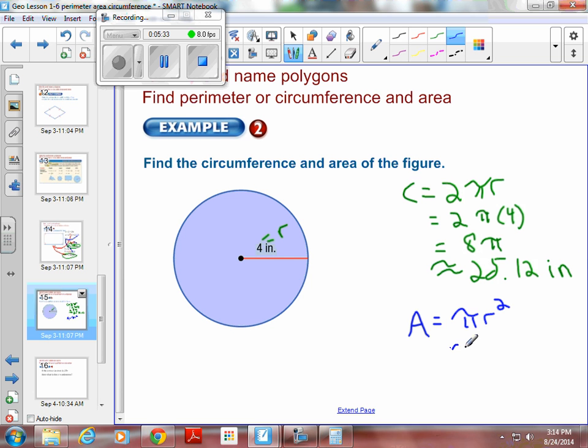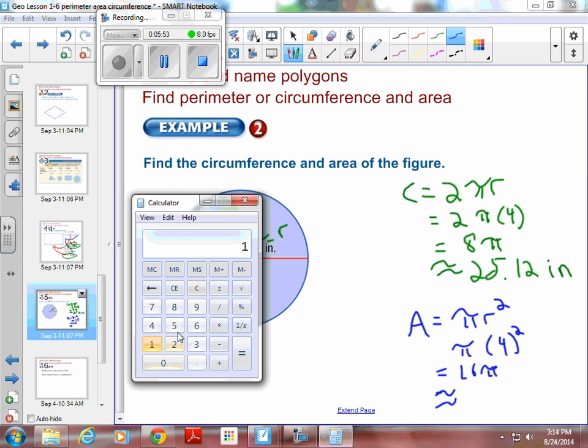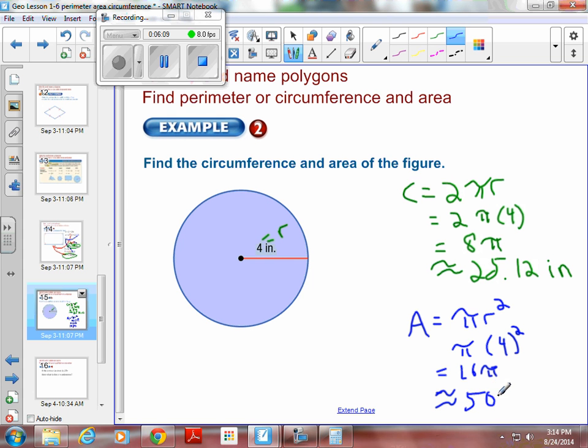And the area, we would take pi, and we would multiply by radius, and radius is 4, and that would be squared. And so 4 squared is 16, so this is equal to 16 pi. And that would be your answer, or you can do an approximation of that and take 16 times 3.14. We don't really have pi, but we can use an approximation for pi. And you get 50.24, and that would be inches squared.